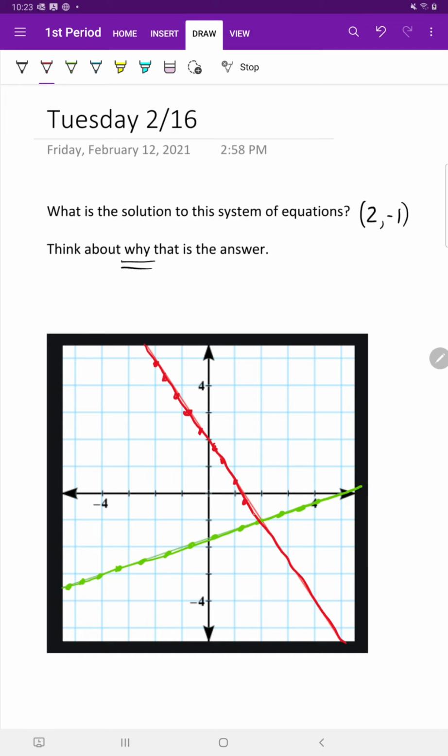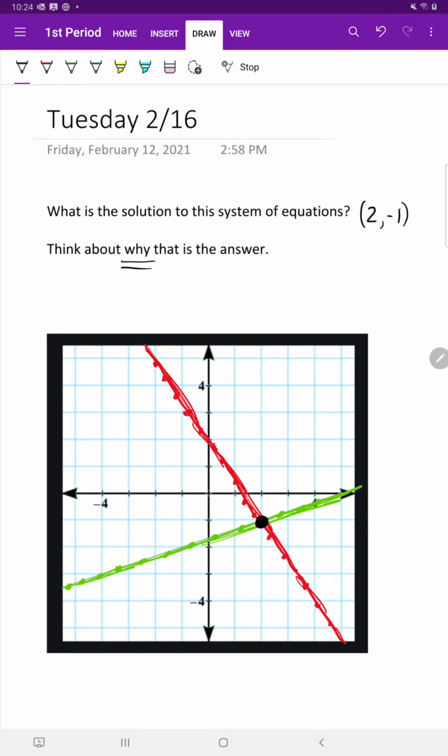So if we want to find the solution to a system of equations, we're looking for the one point that is a solution to both things. And since these are all the green solutions, and these are all the red solutions, the only solution that's a solution to both lines is this intersection point right here.